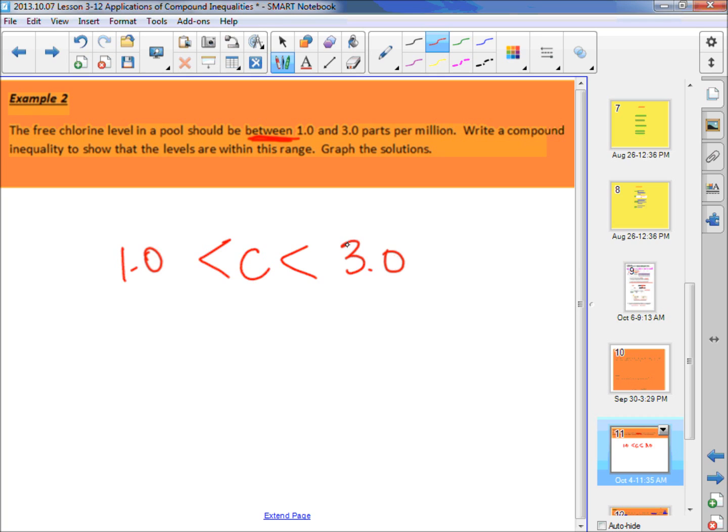However, on this one, it's a little bit different because it does not say inclusive. That means that 1 is not a solution and 3 is not a solution. The chlorine level has to be greater than 1 but less than 3. So 1 and 3 are not themselves solutions. And on this one, I would do 1.0 to 3.0 with an open circle on each of those, and then shade like that through the middle. So that's basically what a compound inequality looks like.